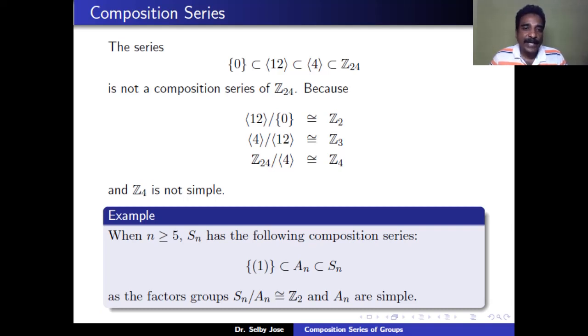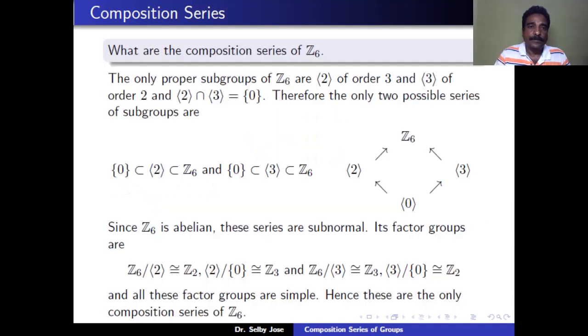identity is isomorphic to An, which is simple, and Sn mod An, which contains only 2 elements, so it is isomorphic to Z2, and Z2 is also simple. Therefore the factor groups are simple, and An is a normal subgroup of Sn because the index of An in Sn is equal to 2. Identity is definitely normal in An. So therefore identity contained in An contained in Sn is a composition series.